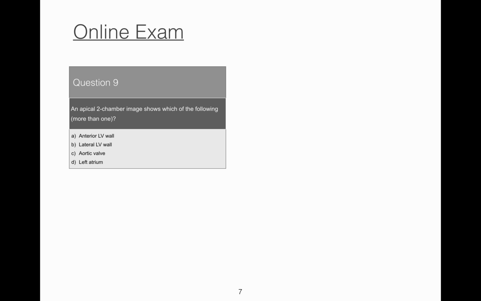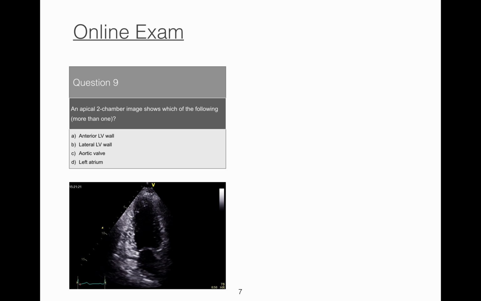Question 9 asked for features of the apical two-chamber view. Of the options available, the anterior LV wall and left atrium are correct.